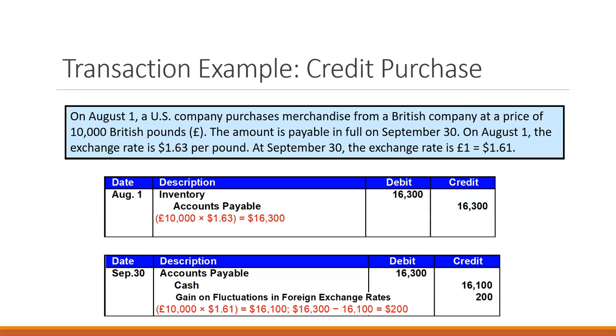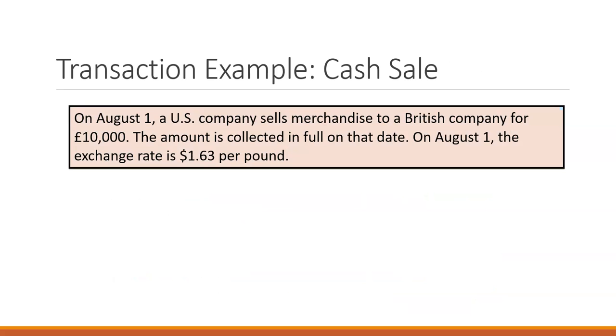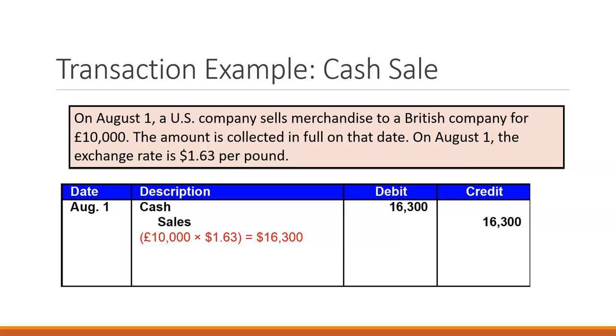Companies will show their gains and losses on foreign currency transactions in their financial statements on their income statement. This also looks at that same transaction, except in this transaction, we're selling merchandise to a British company for 10,000 pounds. The amount is collected in full on that date. So they pay us 10,000 pounds, which is the equivalent of 16,300 US dollars on that date.